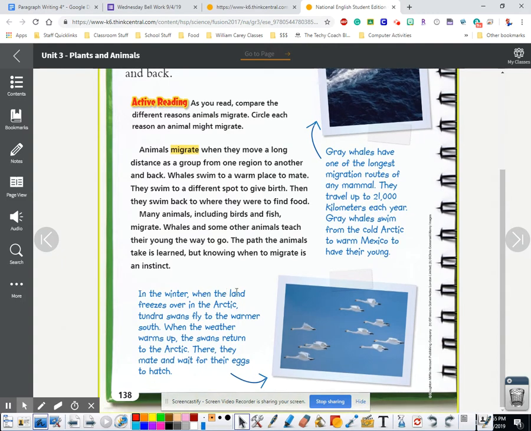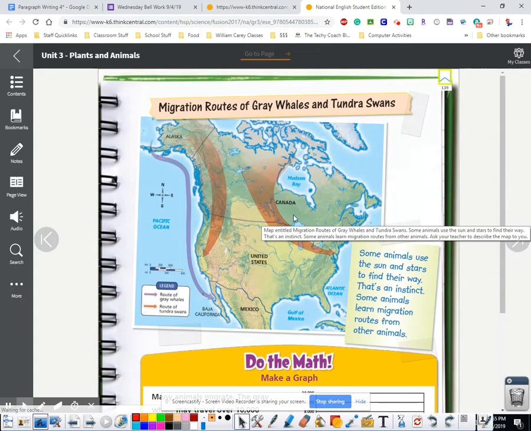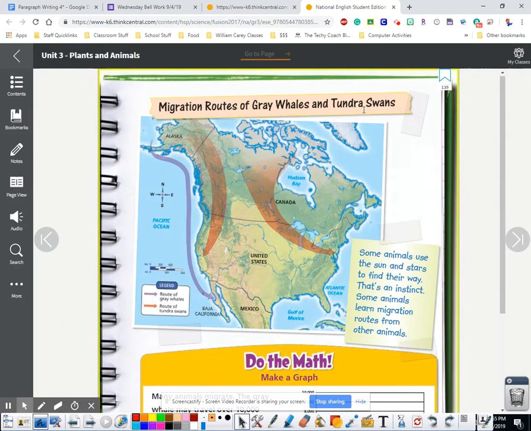In the winter, when the land freezes over in the Arctic tundra, swans fly over to the warmer south. When the weather warms up, the swans return to the Arctic. There they mate and wait for their eggs to hatch. So right here, migration routes of gray whales and tundra swans. So here's their route right here. Some animals use the sun and stars to find their way. That's an instinct. Some animals learn migration routes from other animals.